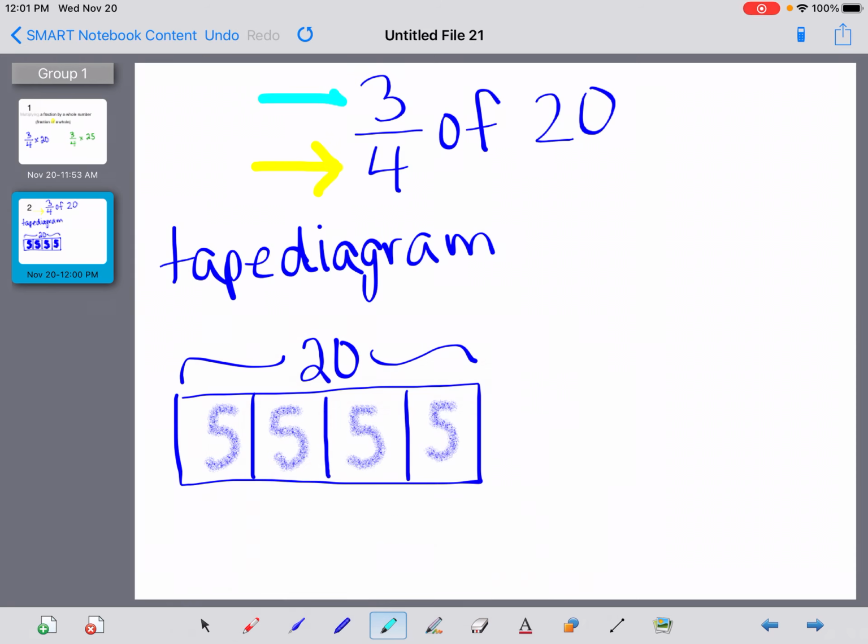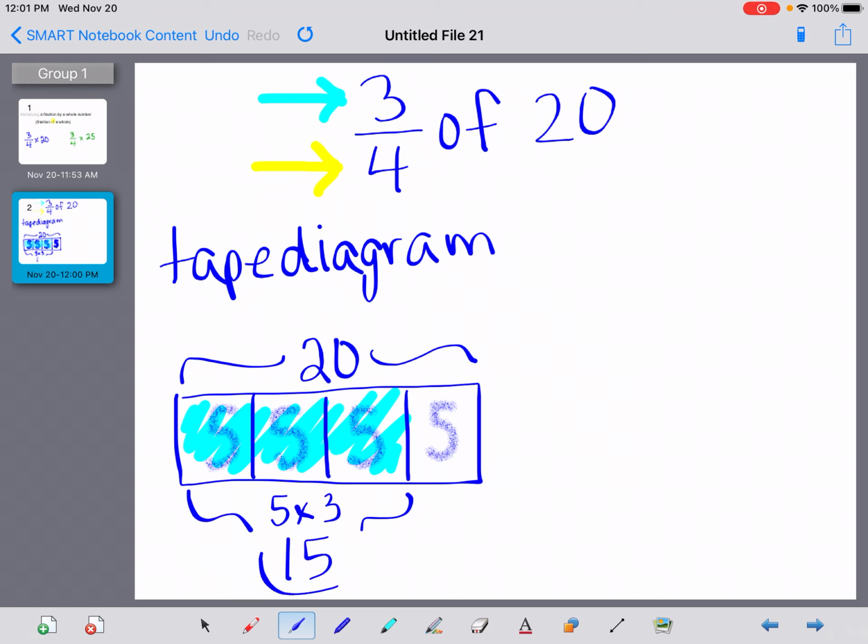So now I'm going to say, well, 3 of them are done with their assignments. So I know that these 3 groups are done. 5 times 3 is 15. That tells me my answer is 15.